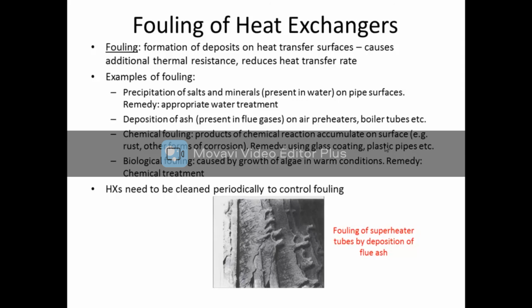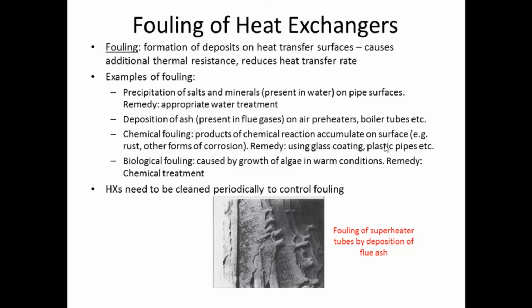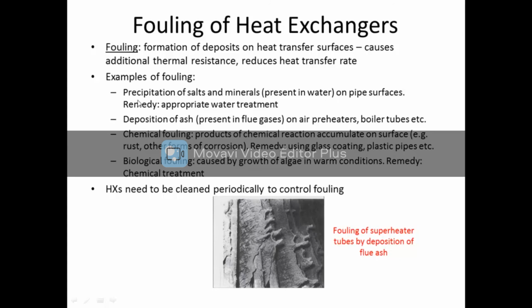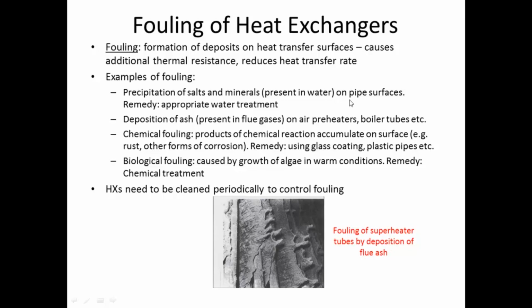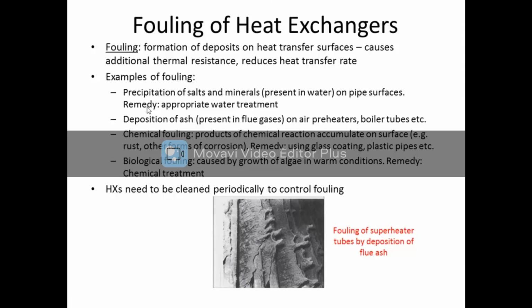transfer rate. So we need to study what are the causes of fouling and how to account for the effect of fouling in the calculation of heat transfer rate. Some of the main causes of fouling are denoted here. When hard water containing salts and minerals is employed in a heat exchanger, over a period of time, these particles will get precipitated on the pipe surfaces, resulting in fouling. This can be eliminated to a large extent by appropriate water treatment, like softening of the hard water.